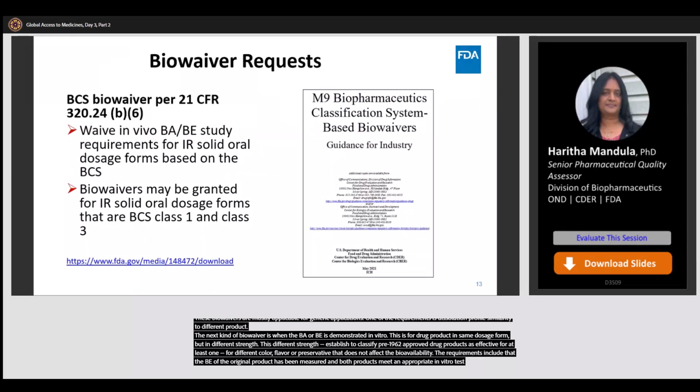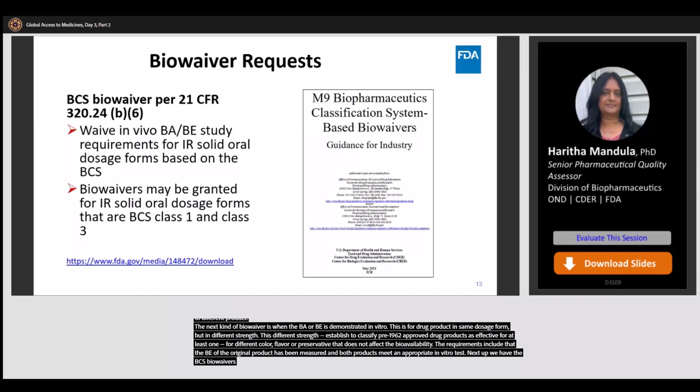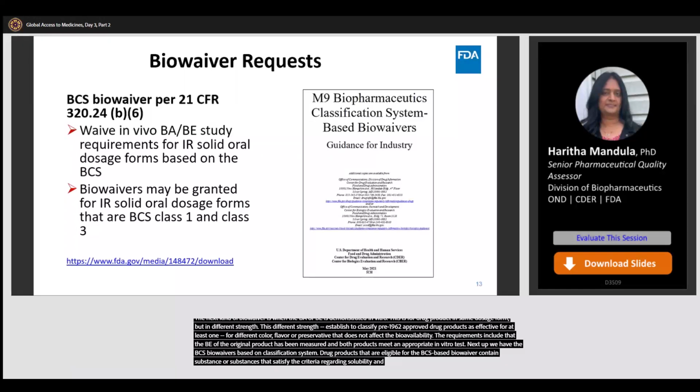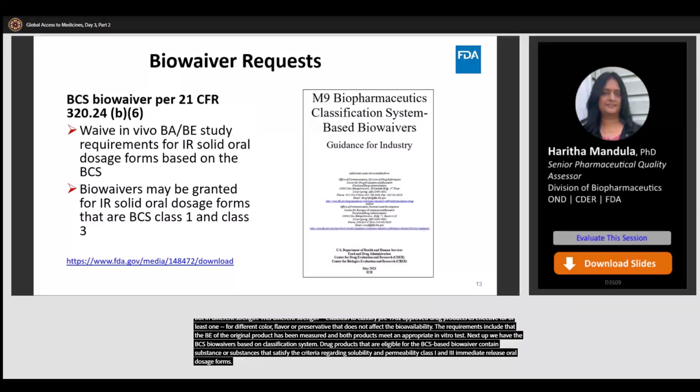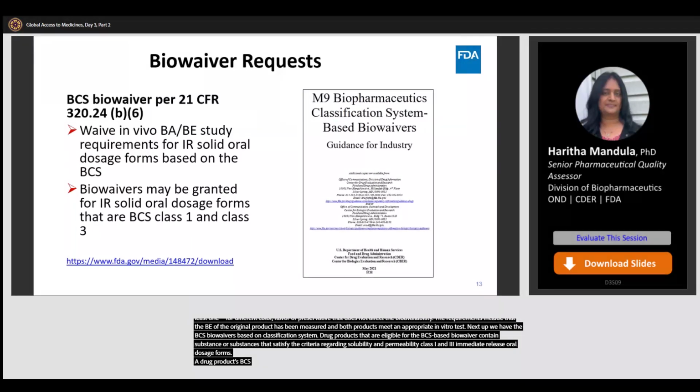Next up, we have the BCS biowaivers based on the ICH M9 Biopharmaceutics Classification System. Drug products that are eligible for a BCS-based biowaiver contain a drug substance or substances that satisfy the criteria regarding solubility and permeability, class 1 and 3 immediate release oral dosage forms. A drug product's BCS designation should be reviewed by the review team and the FDA BCS committee.